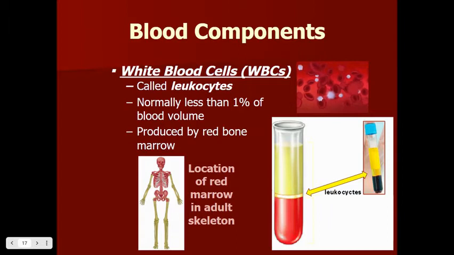Next, we'll talk about the white blood cells. Remember, these are called leukocytes. We have very few white blood cells, at least normally we do. These two are produced by the red bone marrow, just like the red blood cells are. So they're going to be produced in the same location.